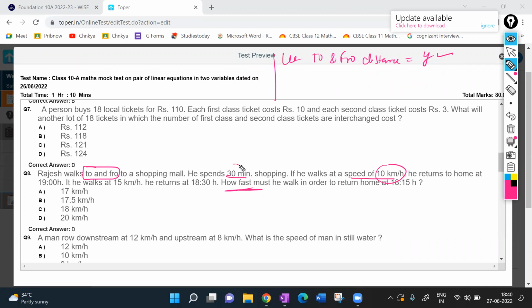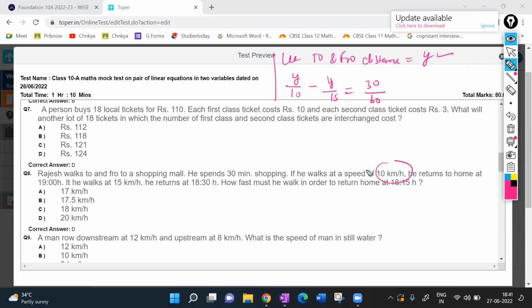He spent 30 minutes, right? Time given is 30 minutes. So distance is y, speed is 10; distance is y, speed is 15 km per hour, and the difference is equal to 30 minutes out of 60. Understood my point? Any doubts now? How I wrote this? This is time. Time can be what? To and fro time. So it takes time for walking to and fro, plus 30 minutes for the shopping.